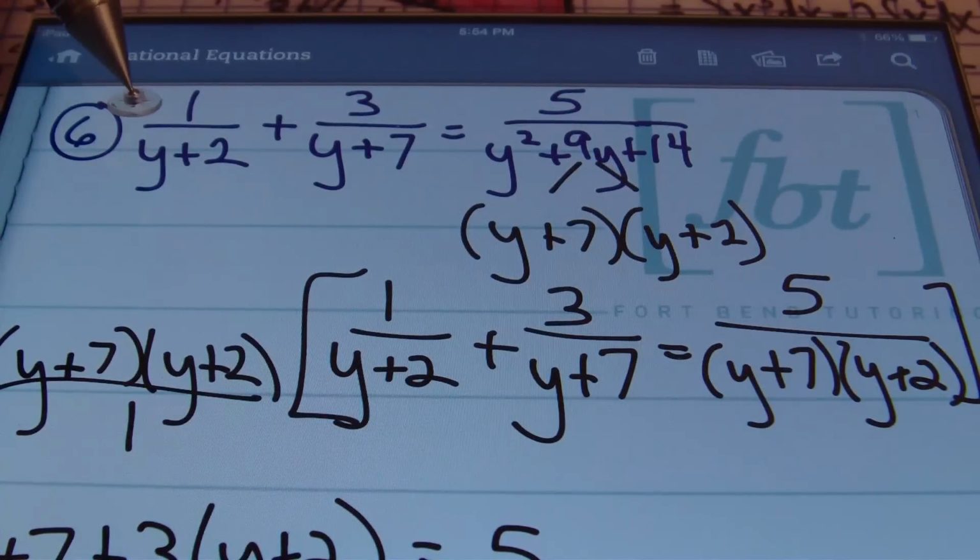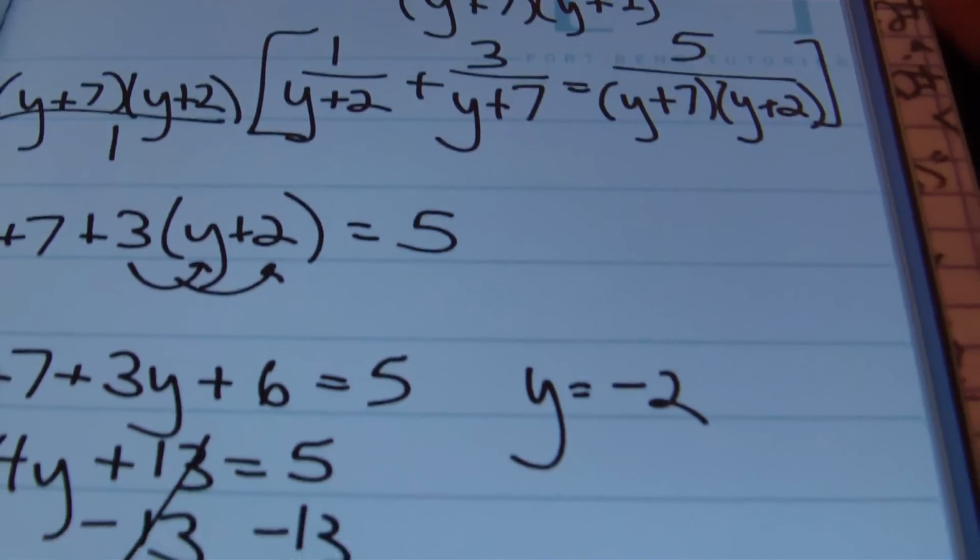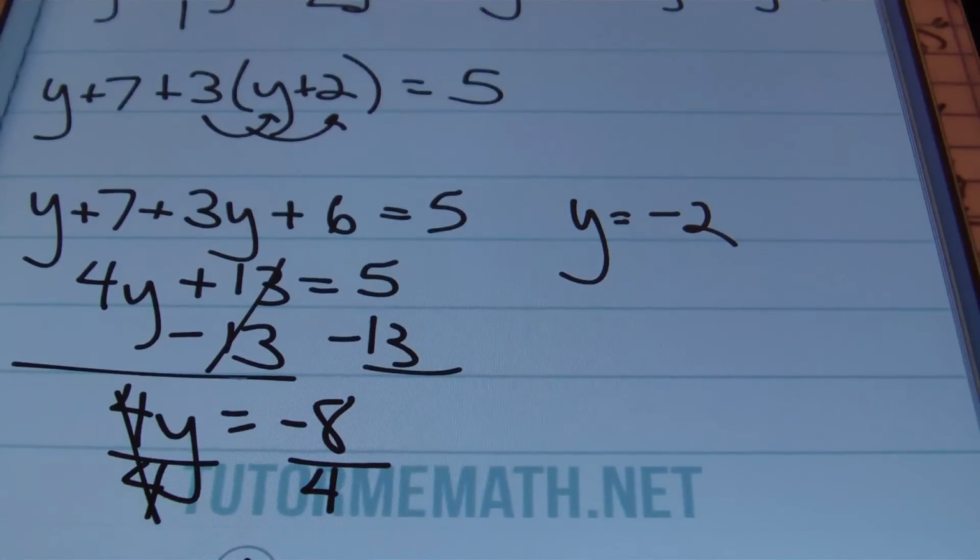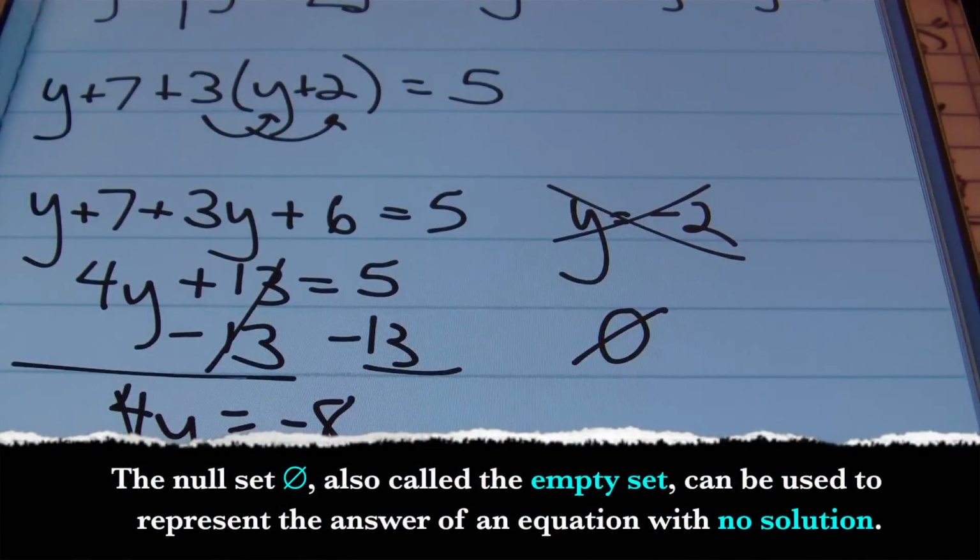If I were to plug -2 into this first denominator, that will give me 0 in the denominator. I can't have 0 in the denominator, ladies and gentlemen. It's undefined. So therefore, our solution, -2, is an extraneous solution, which means we cannot include that in our answer. It's no good. If you don't have any other solutions to offer for your original equation, that means the solution is the null set. In other words, no solution. There are no solutions to this problem.